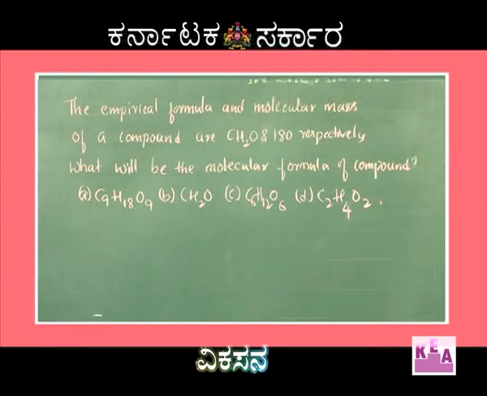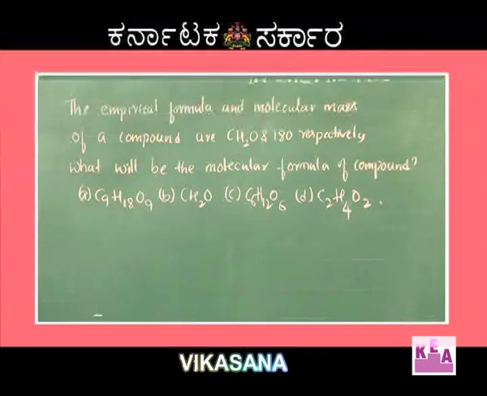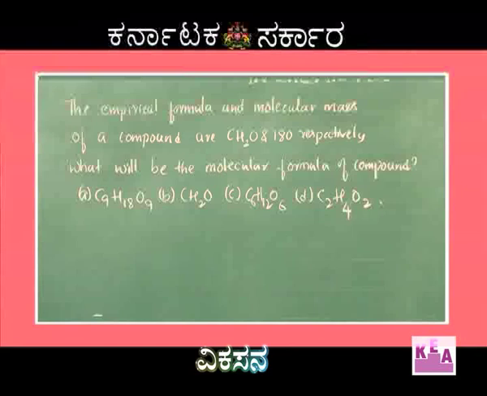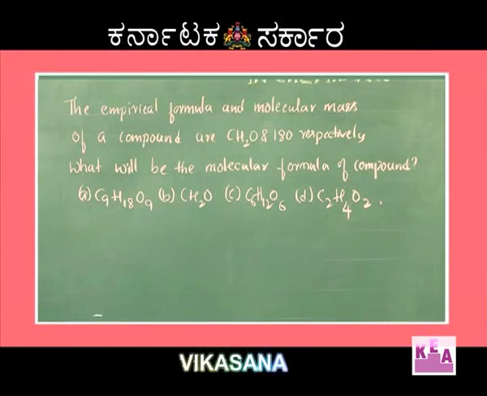The empirical formula and molecular mass of a compound are CH2O and 180 respectively. What will be the molecular formula of the compound? The options are A, C9H18O9, option B, CH2O, option C, C6H12O6, and option D, C2H4O2.